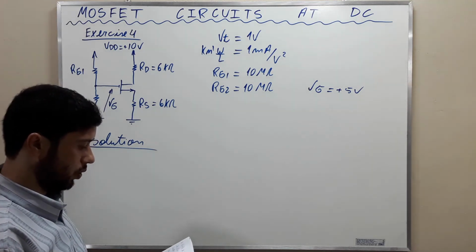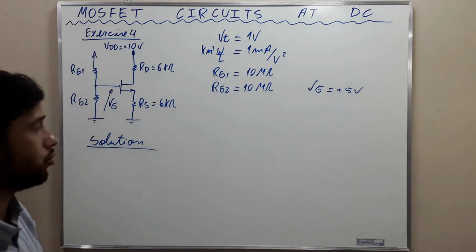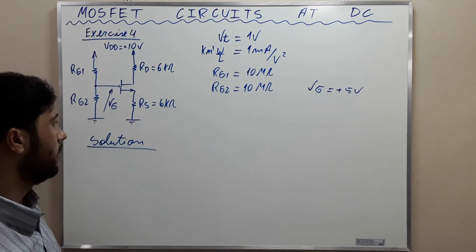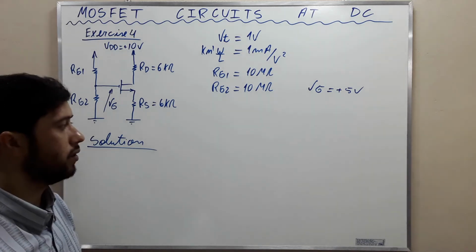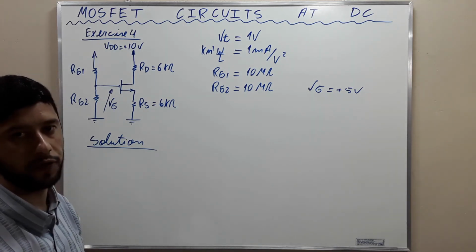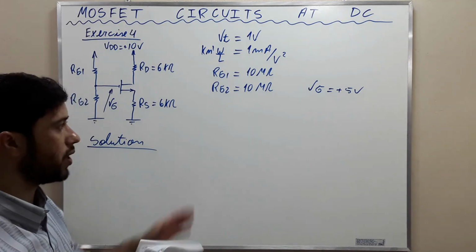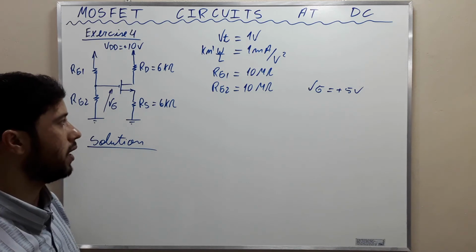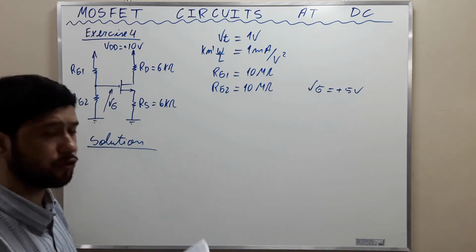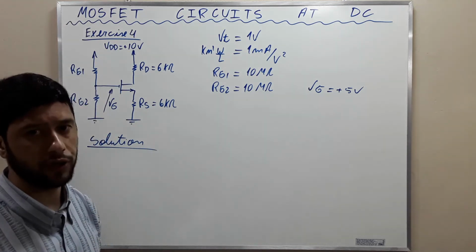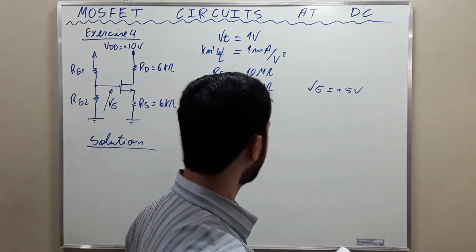We are going to assume saturation, okay? If it turns out to be saturation, then we did everything right. And if it is not right, we are going to discover that it is operating in triode. Then we are going to assume, okay, it's going to be an assumption. At first, we are going to assume that the device is operating in saturation. So let's go.